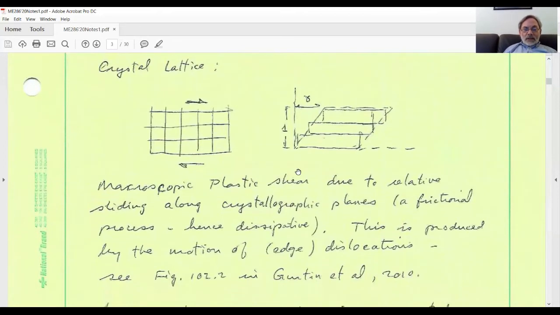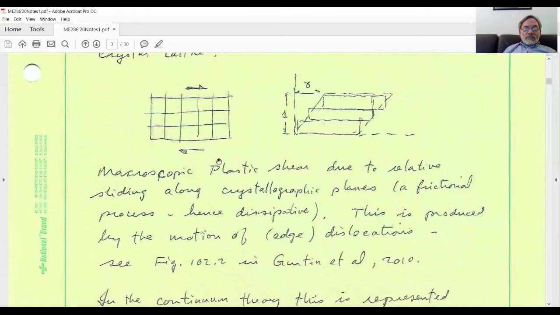So what we would call a macroscopic plastic shear is due to relative sliding along crystallographic planes. That sliding is a frictional mechanism and an inherently dissipative mechanism in which energy is dissipated and much of it is converted into heat, for example. In this course, we'll discuss mostly the purely mechanical theory, although later, near the end of the course, we'll revisit the main aspects of the subject from a thermodynamical perspective.